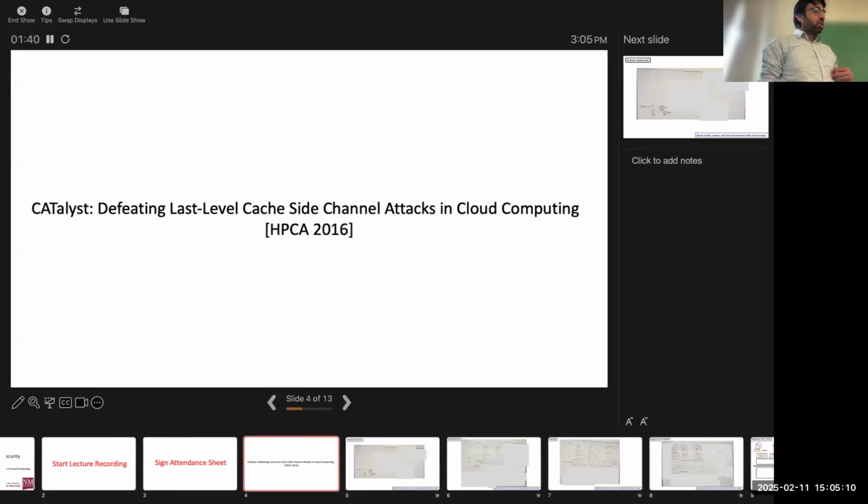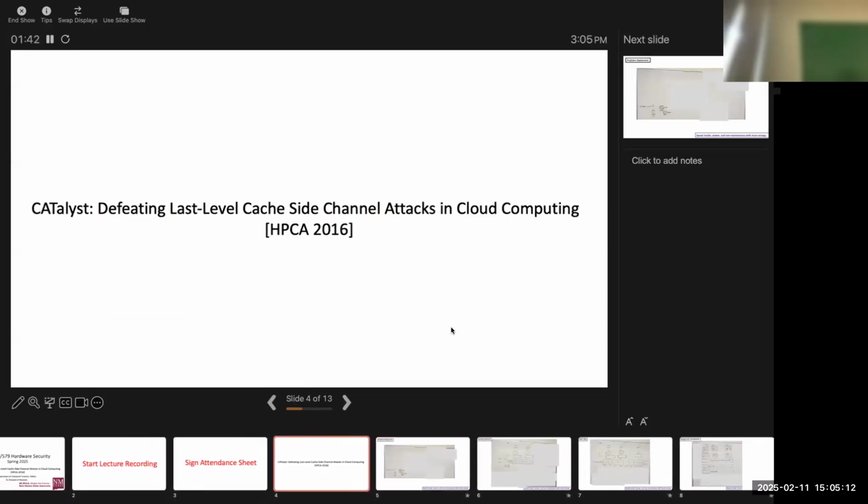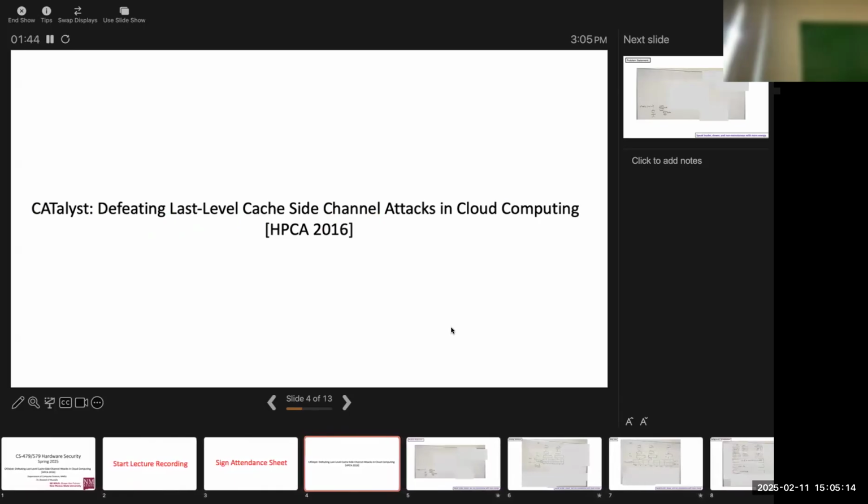Okay, so the paper was published in 2016 in HPCA, which is high performance... No, HP stands for what? High performance computing, something like that. But anyway, this is one of the lead conferences in the area of computer architecture. Others are like ISCA and DAC.